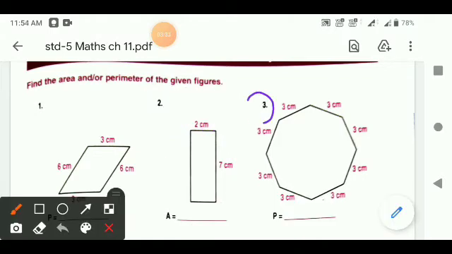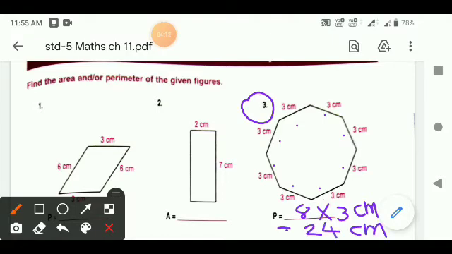Now let us see the third question. Children, what is this? How many sides does it have? 1, 2, 3, 4, 5, 6, 7, 8. So this is an octagon. And to find out the perimeter of an octagon, the formula is 8 into side. So here perimeter is equal to 8 into side, which is 3 centimeters. So 8 3s are 24 centimeter is the perimeter of this figure.